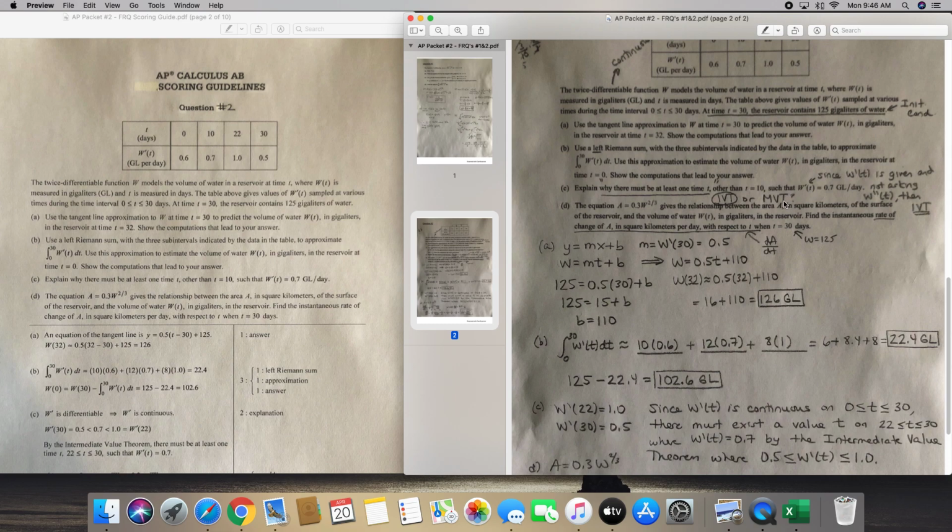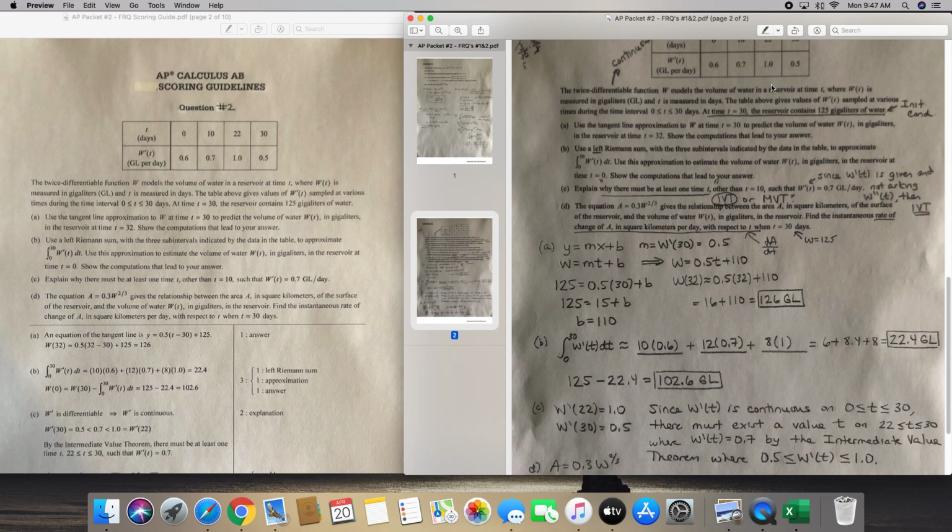That would mean I need to use the mean value theorem. So really, if it's the derivative and we're finding values of the derivative, we're going to be using the intermediate value theorem. Okay, so I put here as a note, since w prime of t is given and not asking for w double prime of t, then we'll be using the intermediate value theorem. I know that sounds confusing, but since we're given the derivative and we're asking about the derivative, we're going to use the values for the intermediate value theorem.